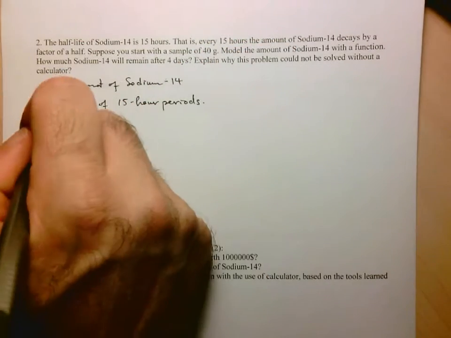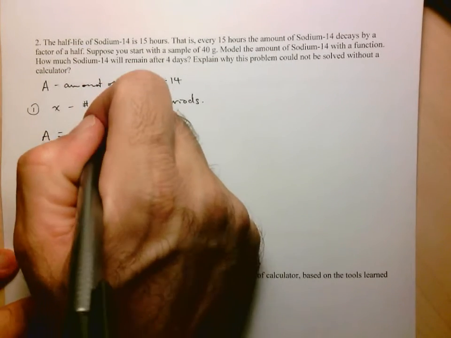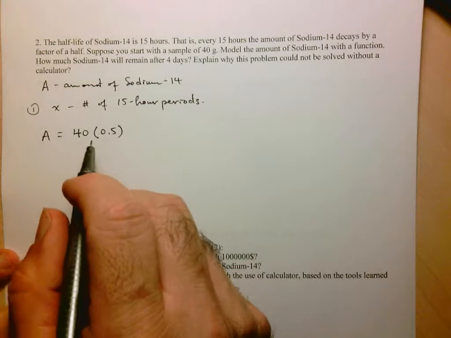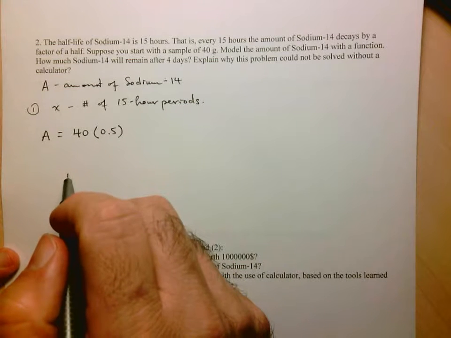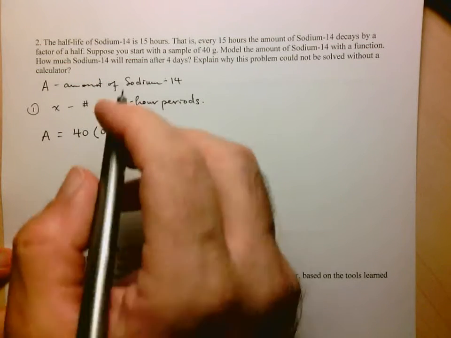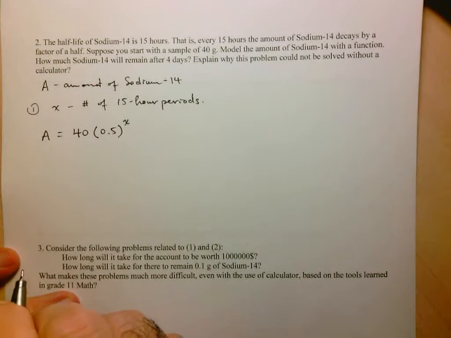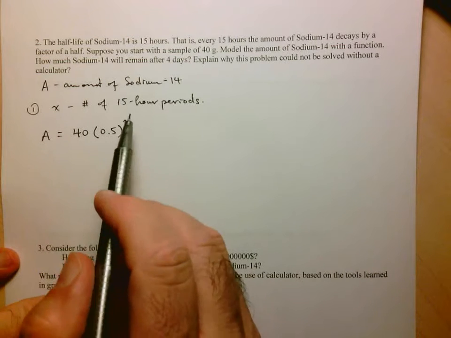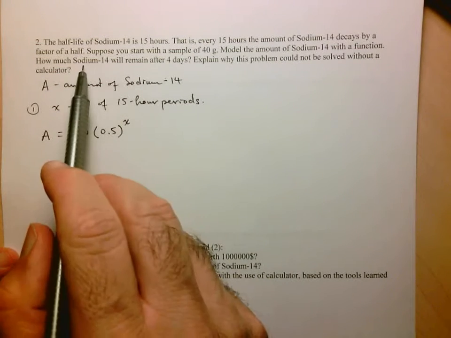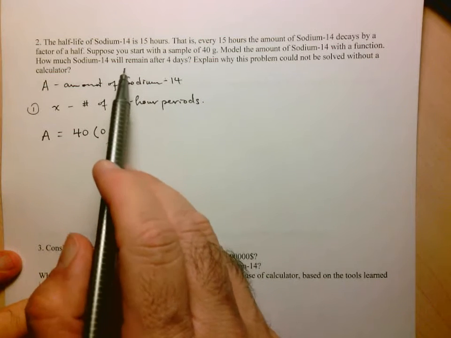So in that case, if I want to determine my amount, well, I have my 40 grams, and I know I have to multiply that by 0.5 to get the amount remaining after my first 15-hour period. And then I take that number multiplied by 0.5 again for my next 15-hour period, and I just keep doing that depending on how many periods I've got. So this models the behavior where X does not represent the number of hours, but the number of 15-hour periods.